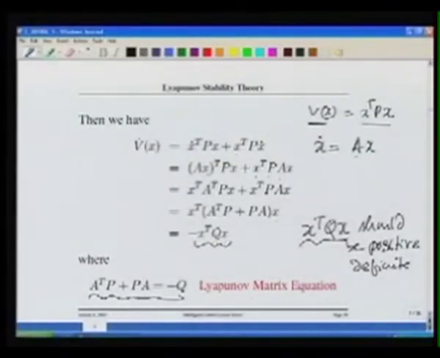Our identity, which is A transpose P plus P A equal to minus Q, this is our identity from V dot x. This is known as the Lyapunov matrix equation, popularly also known as the Lyapunov equation. For stability, Q should be positive definite. So, we can always arbitrarily select Q to be positive definite, we already know what A is, and determine if P comes out to be positive definite.